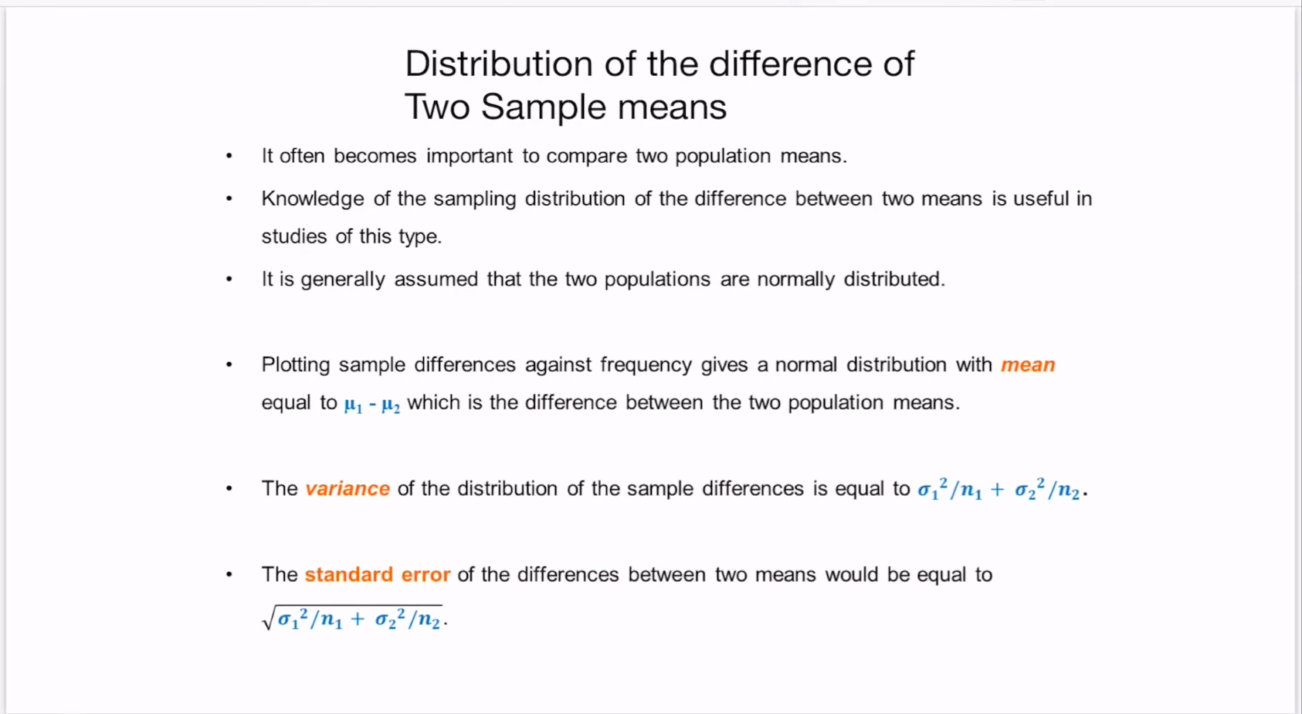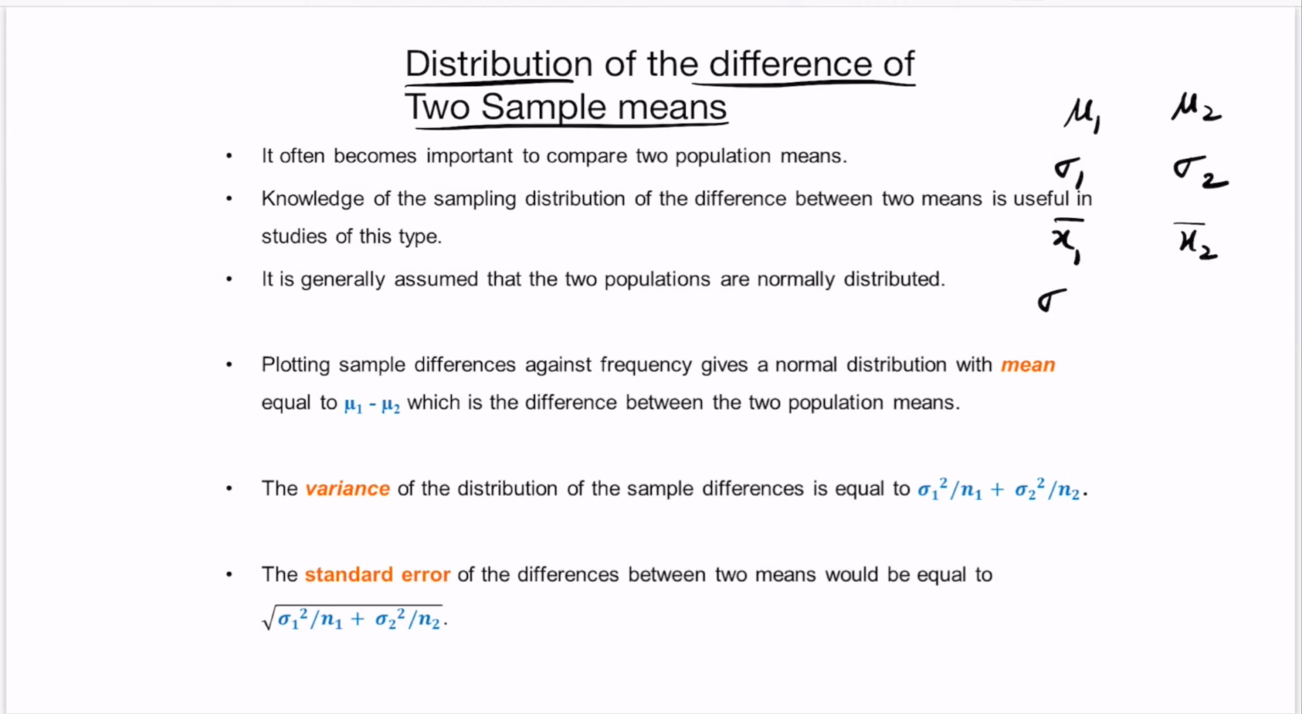Next, let's go to the next one, which is distribution of difference of the two sample means. So this is where you have two different groups. So you have mu1, mu2, you have sigma 1 square, sigma 1 and sigma 2, and you have x1 bar, x2 bar. So these are the two distributions that we do have.